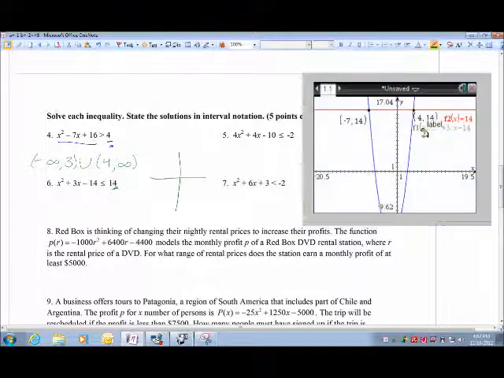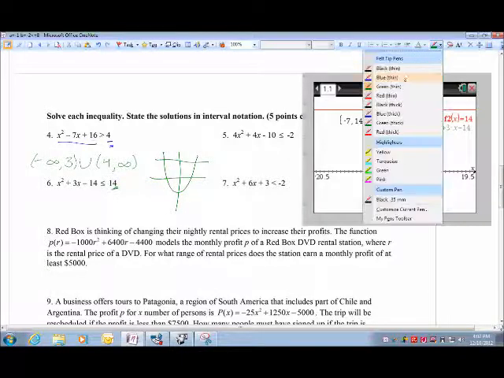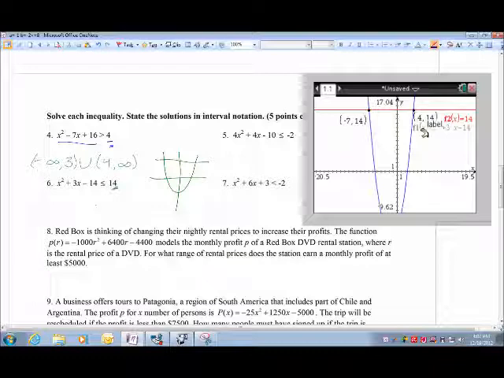So here we have our graph and our parabola and our line. Okay, and here our inequality sign says less than or equal to. So we're interested in the part below the horizontal line, our smile. And since we have a smile, it's all together, it's all inclusive, and there's not two sections, so we will not have a union sign. And here we're going from -7 to 4. So we're going to write -7, comma 4.